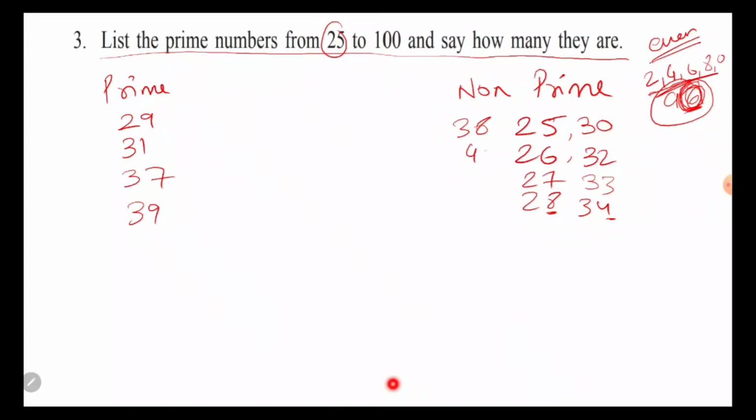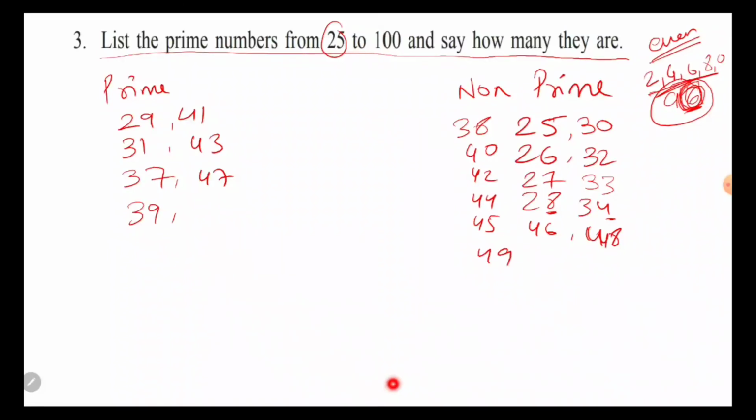Okay, 40 is again a non-prime number, 41 is a prime number. 42 is a non-prime number, 43 is a prime number, 44 is not a prime number, 45 again is not a prime number because 9 5s are 45. Okay, 46 again a non-prime number, 47 is a prime number. Okay, 48 again a non-prime number, 49 is also a non-prime number. Why?